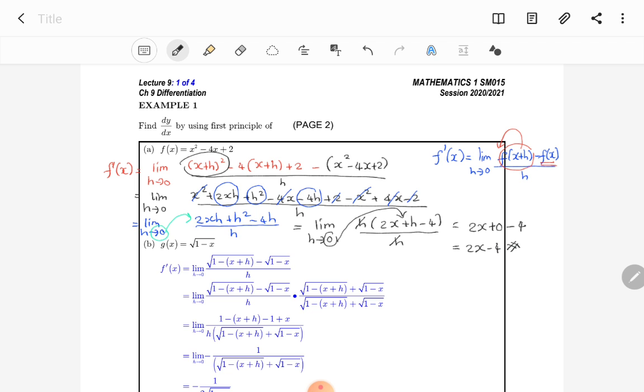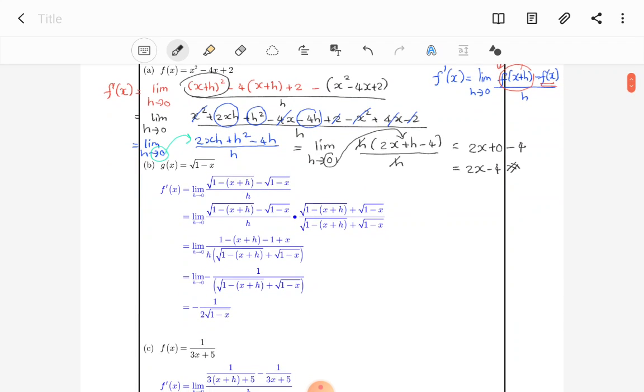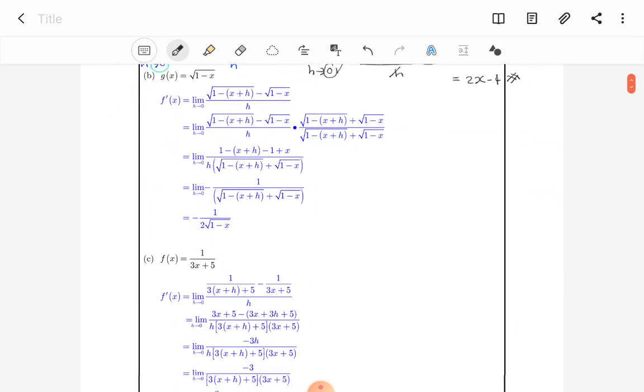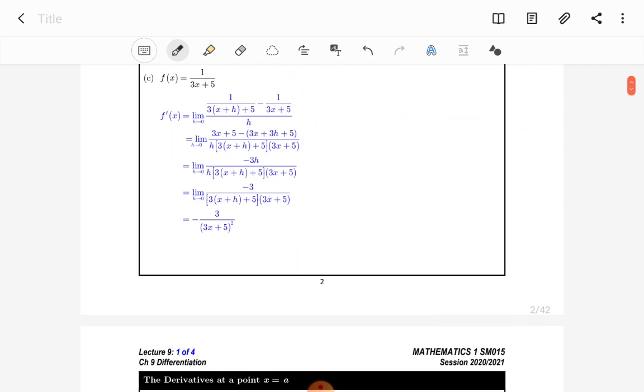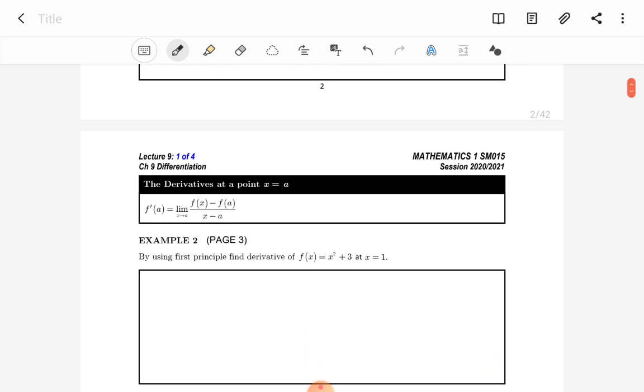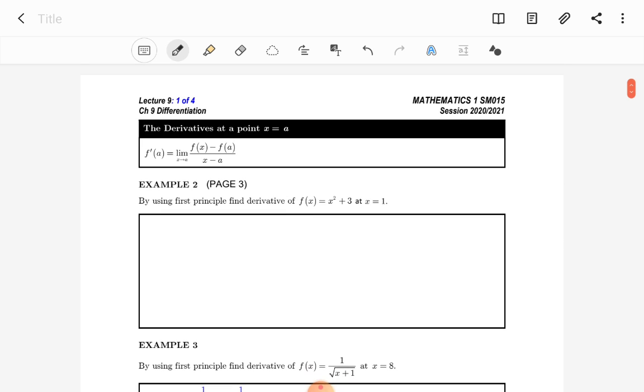Okay, now we go to the next one. The derivative at a point x equals a. So the formula for derivative at a point is f'(a) equals the limit of f(x) minus f(a) divided by x minus a as x approaches a.